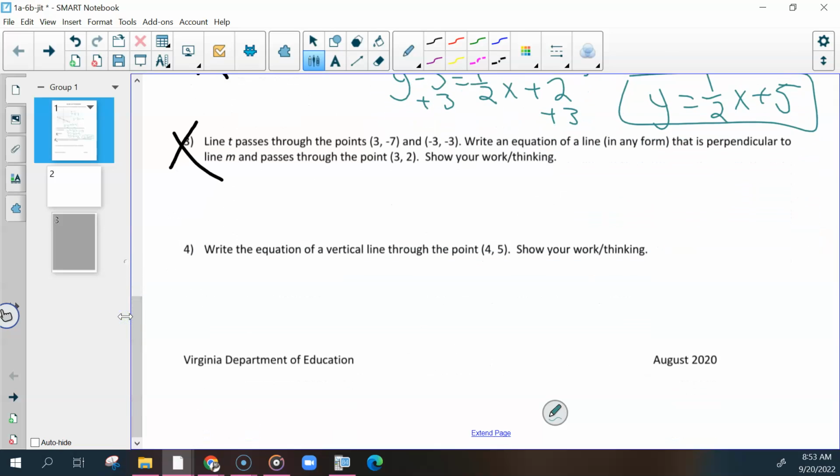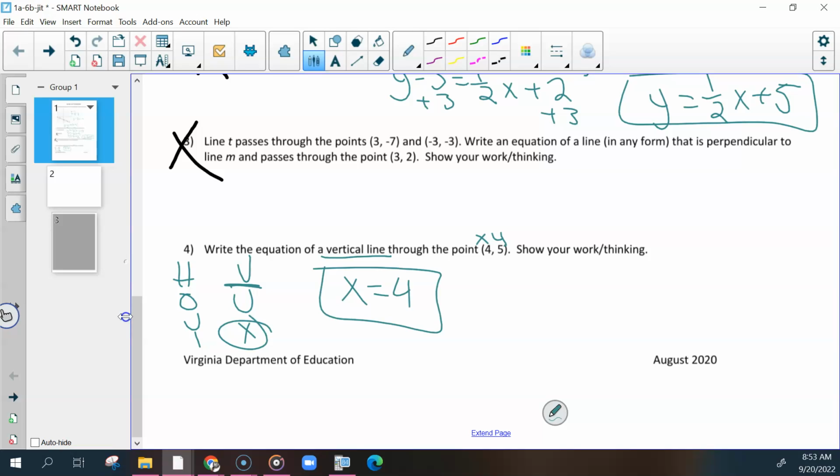For number 4, it asks us to write a vertical line. If you see something that says horizontal or vertical line, you should be thinking HOVA's. So vertical line, we're dealing with an x equals. Then it gives you a point. You just have to know which one is your x. So x, y, your x is 4. The equation would be x equals 4. There's really no work for those, as long as you know which one is horizontal, which one is vertical, which is x, which is y.